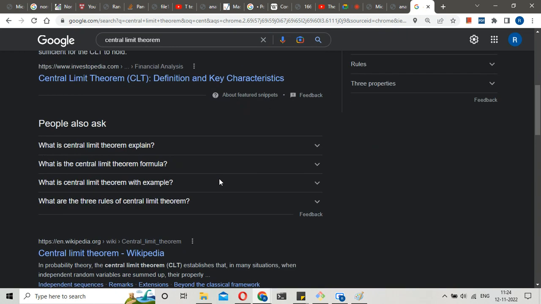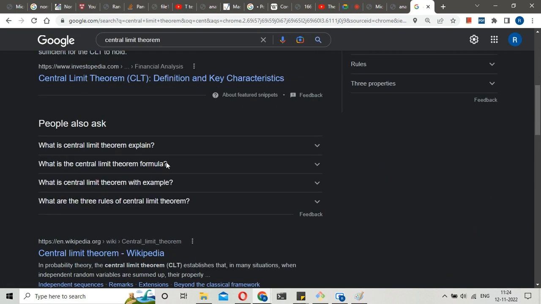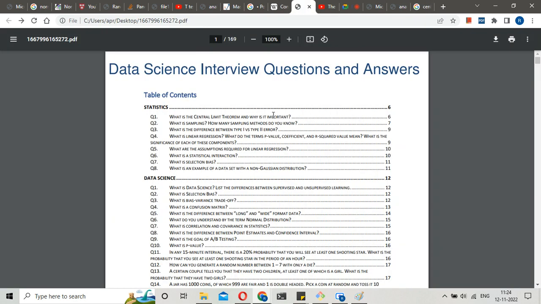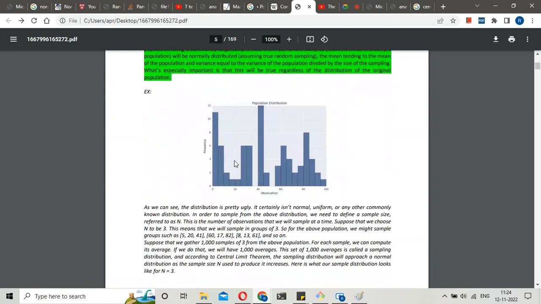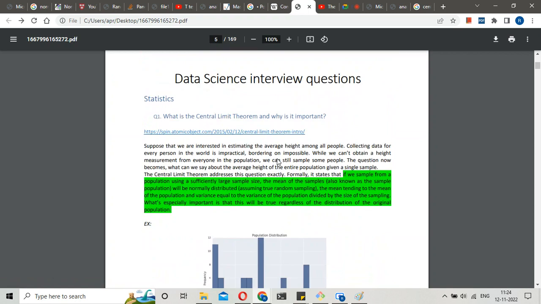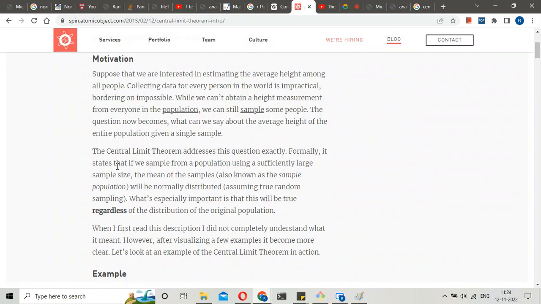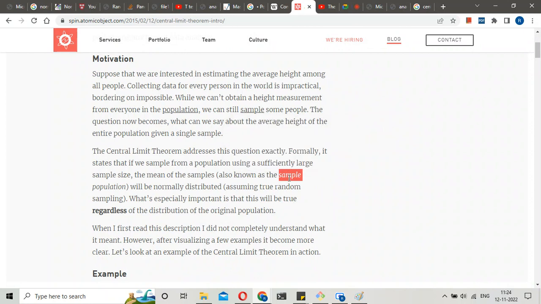So one example, yesterday I was also reading about this. Yeah, so what we are saying is, suppose you have two more concepts I will bring here. One is population, and another one is sample. A sample is only a small part of the population.